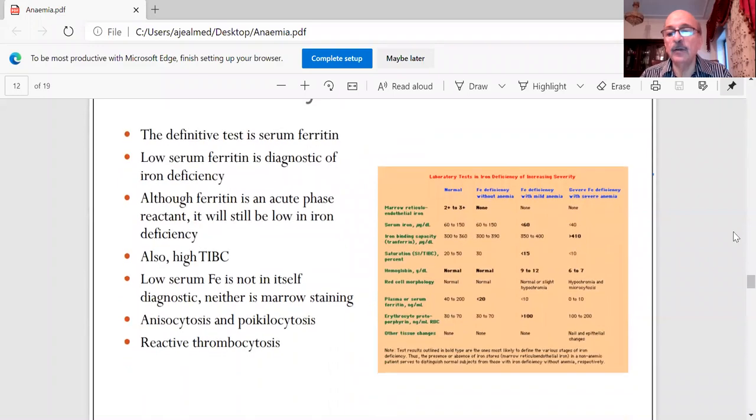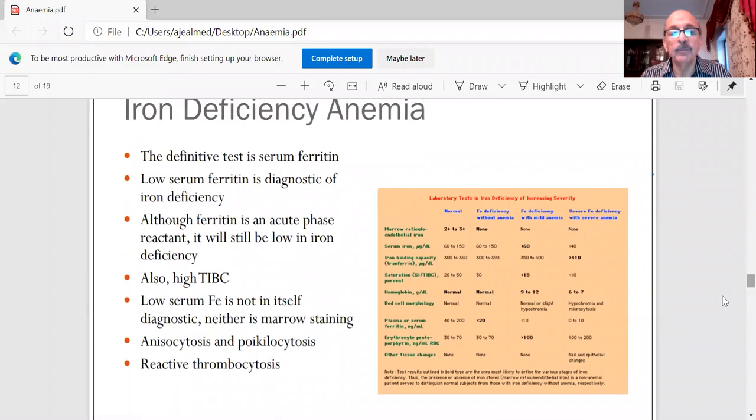Now, let's discuss iron deficiency anemia. You will get a suggestion that the anemia is iron deficiency anemia if the picture is microcytic hypochromic, i.e. low hemoglobin, MCV below 80, and MCHC is low as well. This is microcytic hypochromic anemia.